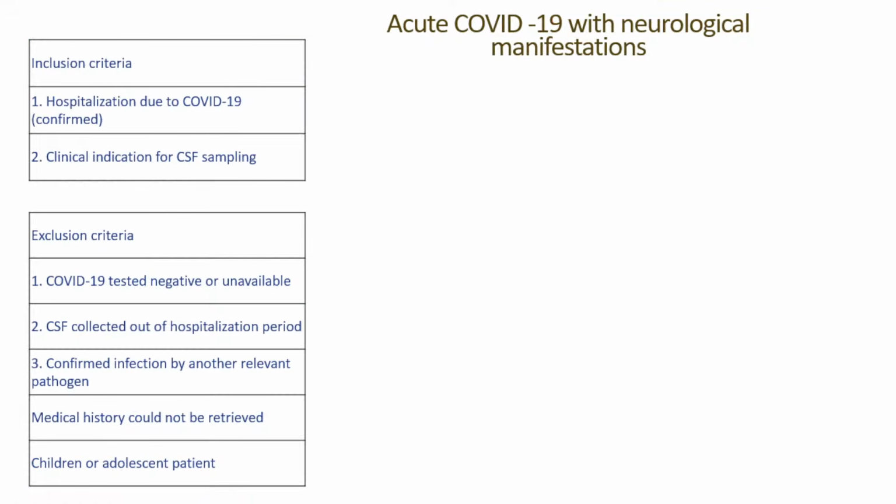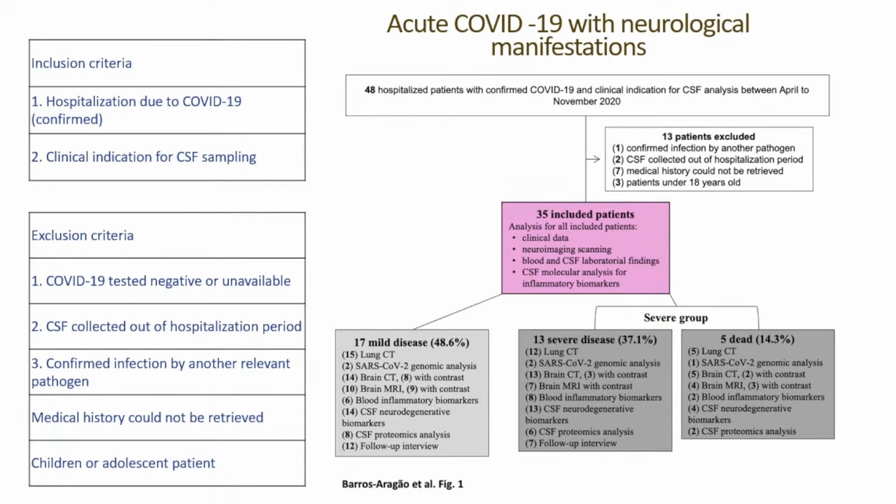So this is just a summary. This one is the patients that were related to the acute neurological manifestations. So they were hospitalized because of neurological symptoms. Only 25% of those patients had neurological symptoms and lung disease. So they really had COVID, and the most important symptoms from this acute phase were neurological symptoms.